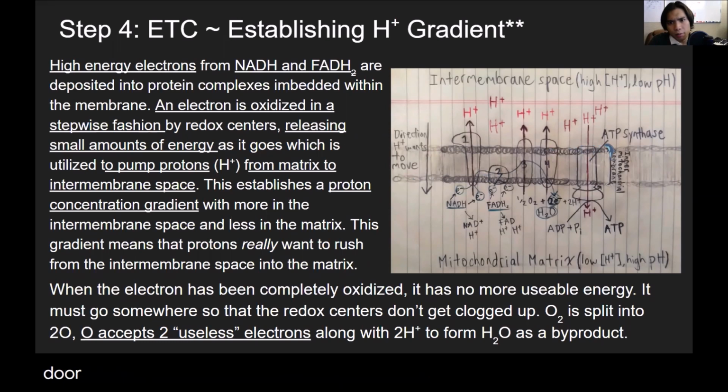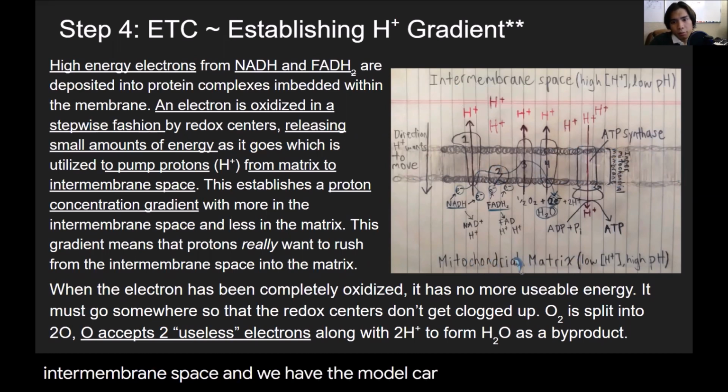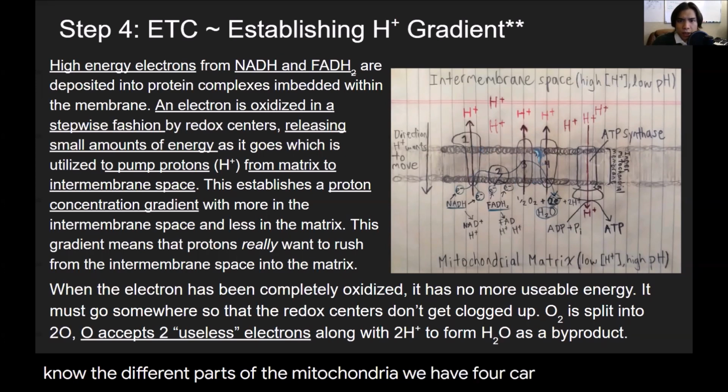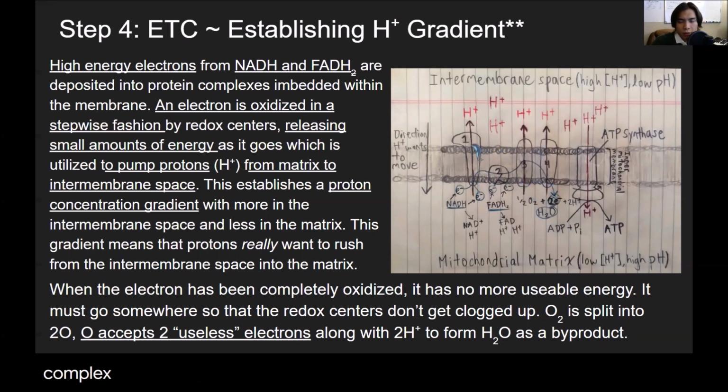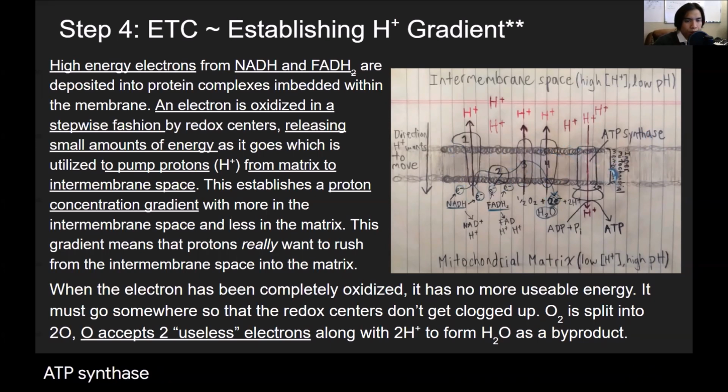Let's first break down this diagram. So this is our inner mitochondrial membrane. Over here we have the intermembrane space, and we have the mitochondrial matrix. It'll be useful to know the different parts of the mitochondria. We have 4 kinds of protein complexes. They're labeled 1 to 4. You don't really need to know any of that. And we also have a distinct protein that doesn't really interact with them per se, called an ATP synthase.